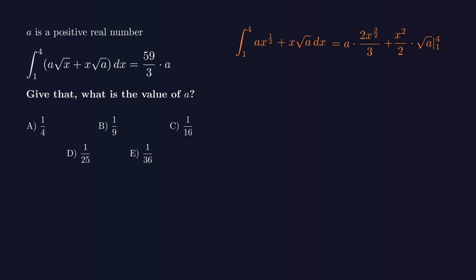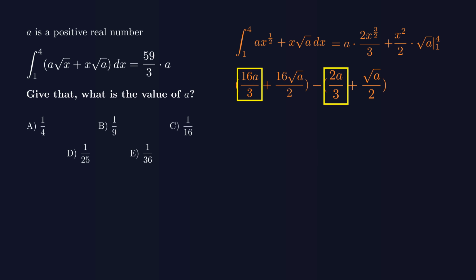Now let's plug in the upper limit, which is 4. We get 16a over 3 plus 16 square root of a over 2. For the lower limit, which is 1, we get 2a over 3 plus square root of a over 2. Now look, on the left we have 16a over 3, and on the right we subtract 2a over 3. That leaves us with 14a over 3.